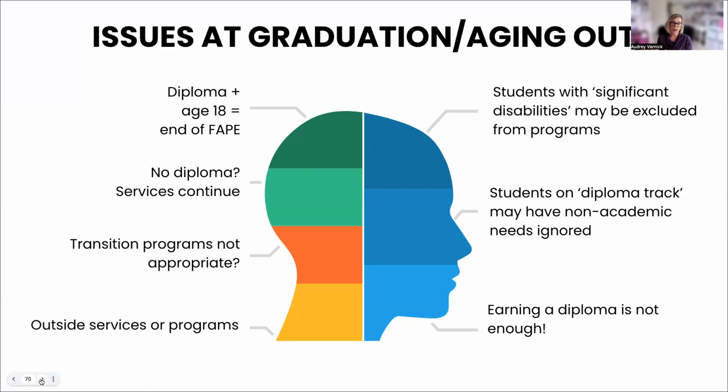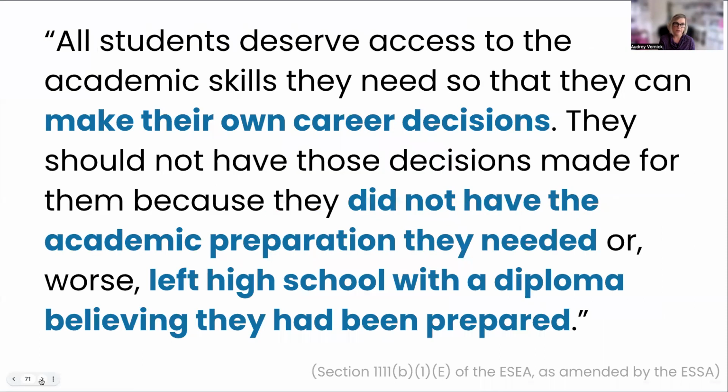Students on a diploma track, on the other hand, might have their non-academic needs ignored. So the student's working on a diploma, but they really have functional needs. And there's maybe a program at the school for the students that have more functional needs. And they say, no, no, no, no. Your student's on a diploma track. They can't access that program. Why not? That's not what the law says. Earning a diploma is not enough. They need to work on both because they need to access the academic skills so they can make their own decisions. We don't want them to leave high school thinking they are prepared when they are not.